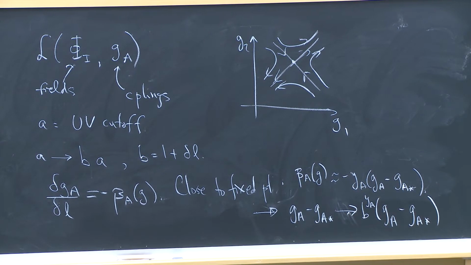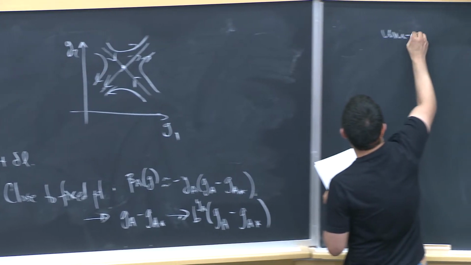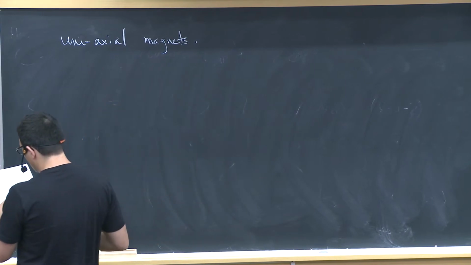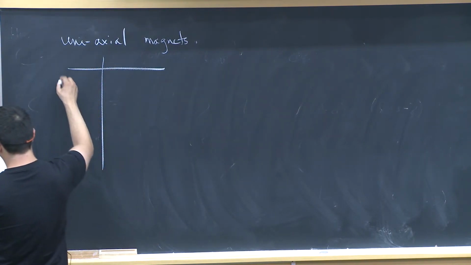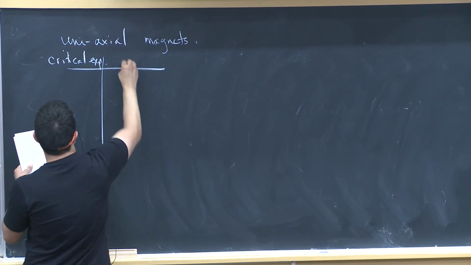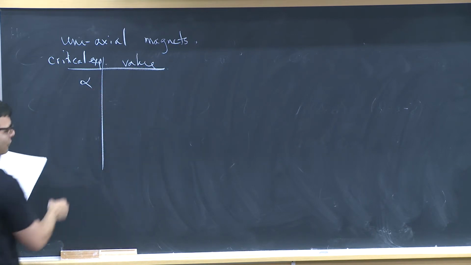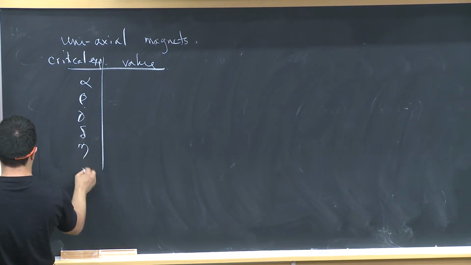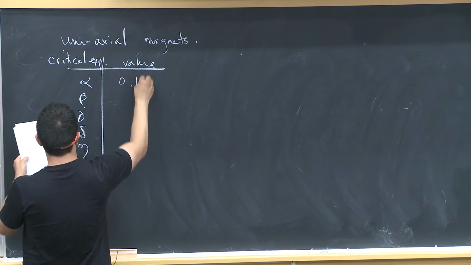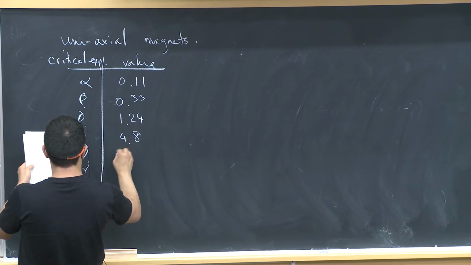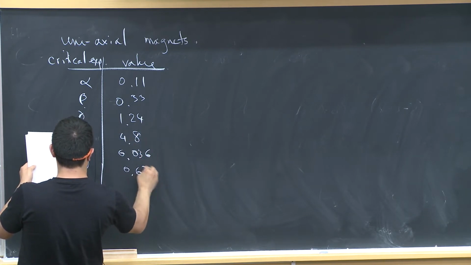And the other thing that we discussed was magnets. So for uniaxial magnets, we had some list of critical exponents. So critical exponent, and this is the value. And they're all denoted by Greek letters. There was alpha, beta, gamma, delta, eta, and nu. And their values are 0.11, 0.33, 1.24, 4.8, 0.036, 0.063.